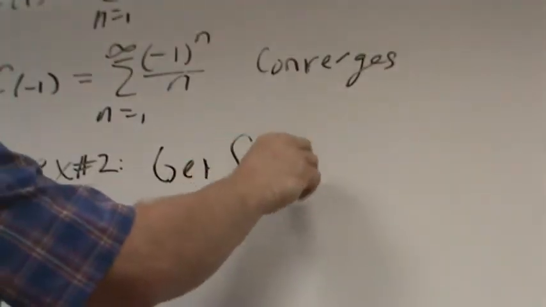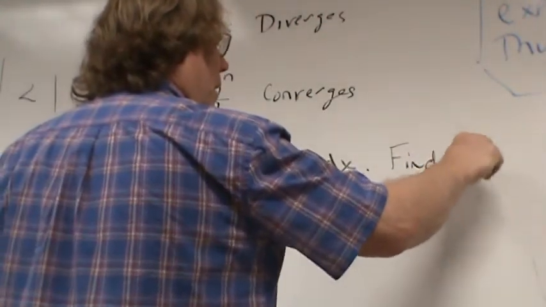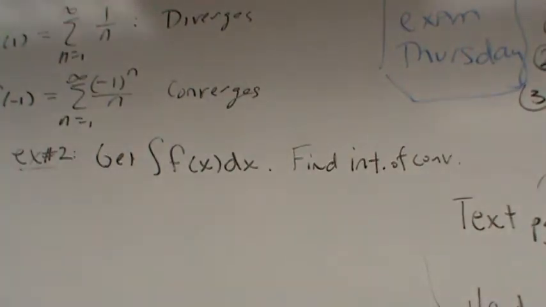Get the antiderivative of f of x dx. Please do that now. You've got an expression for f of x. Please get me the antiderivative. And then find the interval of convergence. Let me see if you guys can pull this off. And I'll help you. Or I'll show you. By the way, you should be getting a constant of integration, and that's okay, just call it C. Because you can't get what it is unless I tell you more information.